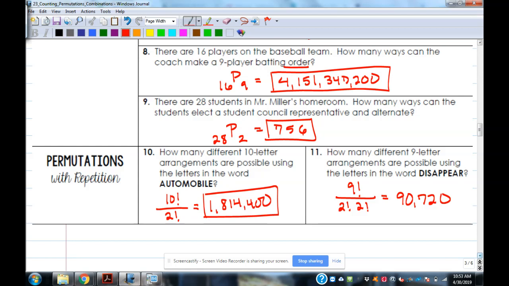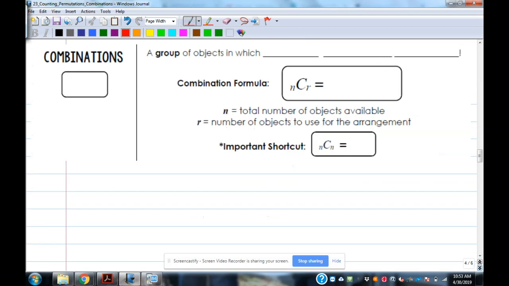All right. Next part is combinations. Combinations, the notation is NCR. Order does not matter. Okay? Order does not matter in combinations. The formula for combinations, n factorial over r factorial times n minus r factorial.